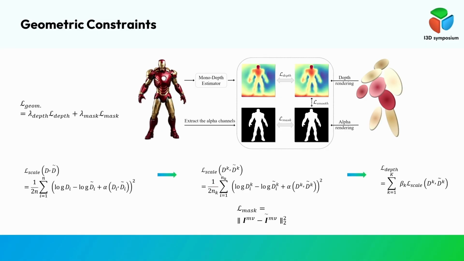In addition, we also add mask loss to further impose geometry constraints. The image masks are extracted from the alpha channels of these images. The loss is subsequently calculated by comparing these masks with the transparency obtained through Gaussian rendering.